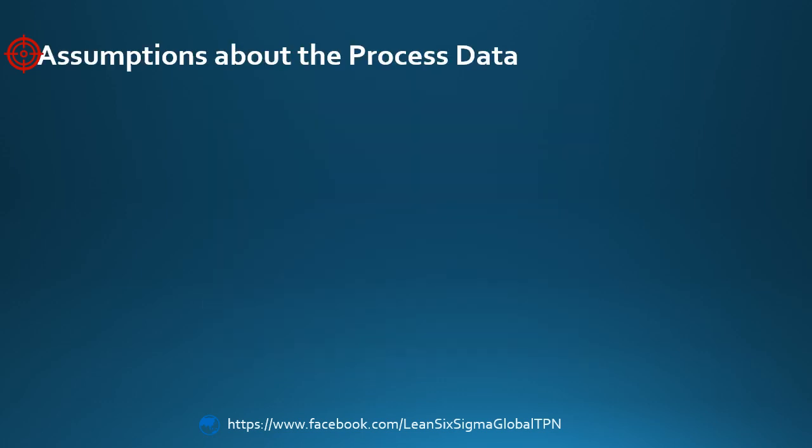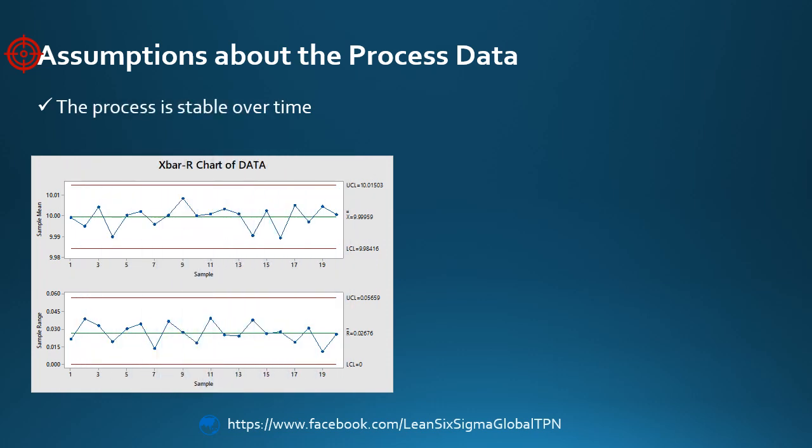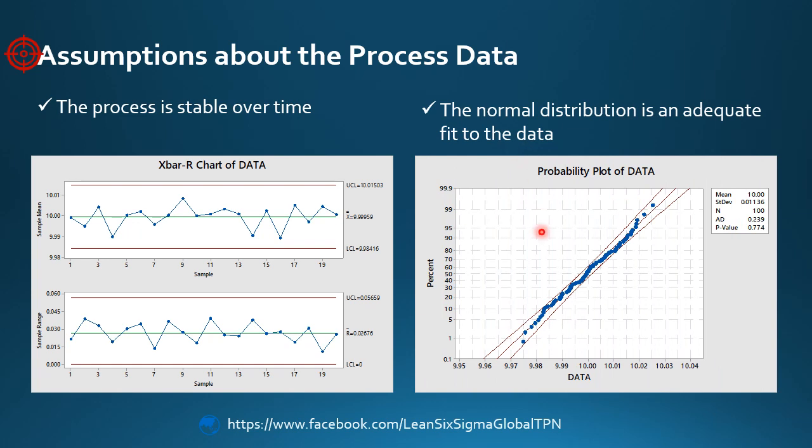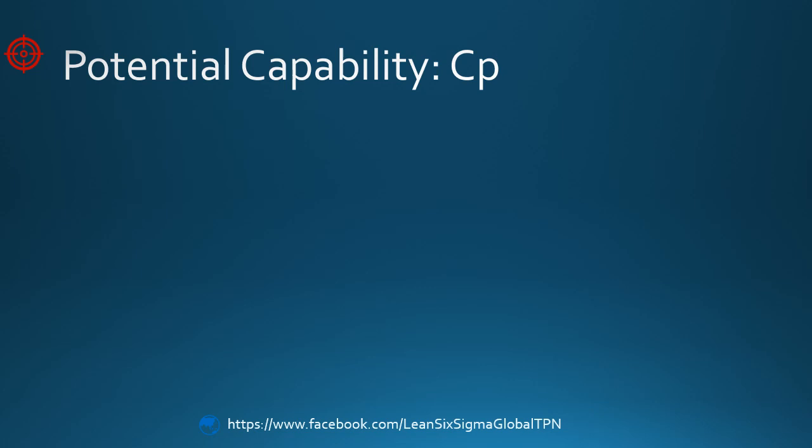In the last section, we determined that the process data collected at ABC meet the capability assumption. The process is stable over time, and the sample data follow a normal distribution. Because our data satisfy the assumptions, we can evaluate their capability. One way to quantify process capability is to compare its tolerance to the spread in the process data. This ratio is called CP.